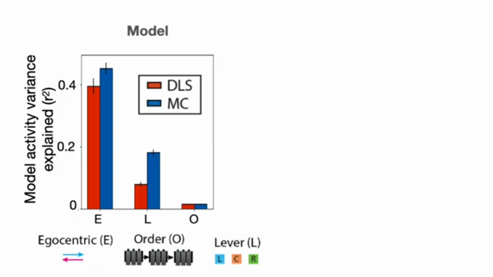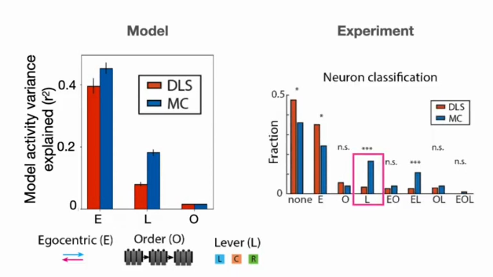One additional prediction of our model is that both motor cortex and DLS should represent information about egocentric movement kinematics, but that lever sequence information should primarily be represented in motor cortex. This prediction agrees well with experimental data, where a substantially higher fraction of recorded motor cortex units are selective for the identity of the upcoming lever press.